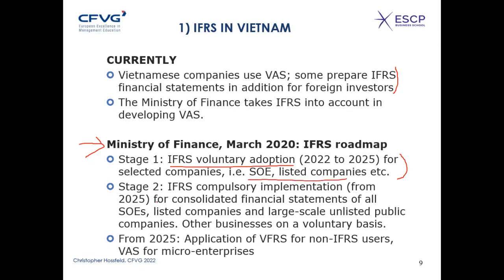In the second stage, so probably starting in 25, IFRS will become mandatory for certain companies. And other companies can use that on a voluntary basis. And then, well, starting in 25, there will be Vietnamese financial reporting standards for those companies that don't use IFRS, but bigger ones. And the Vietnamese accounting standards will continue to be used for very small companies.